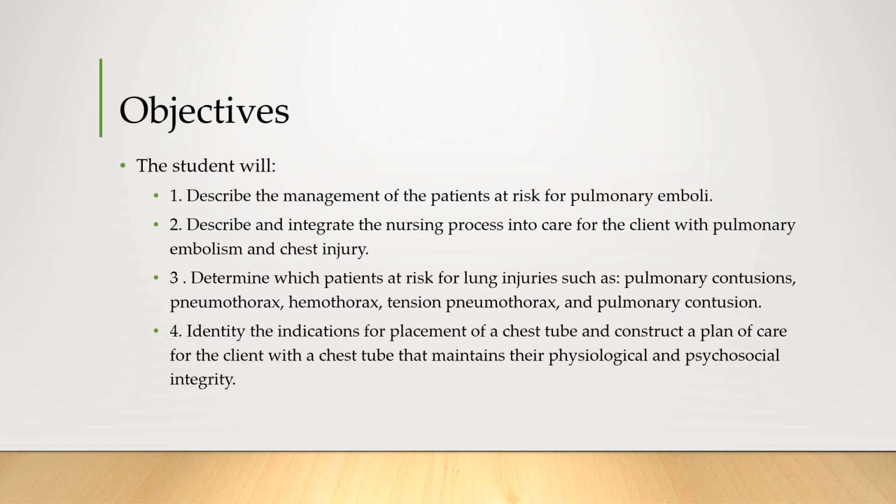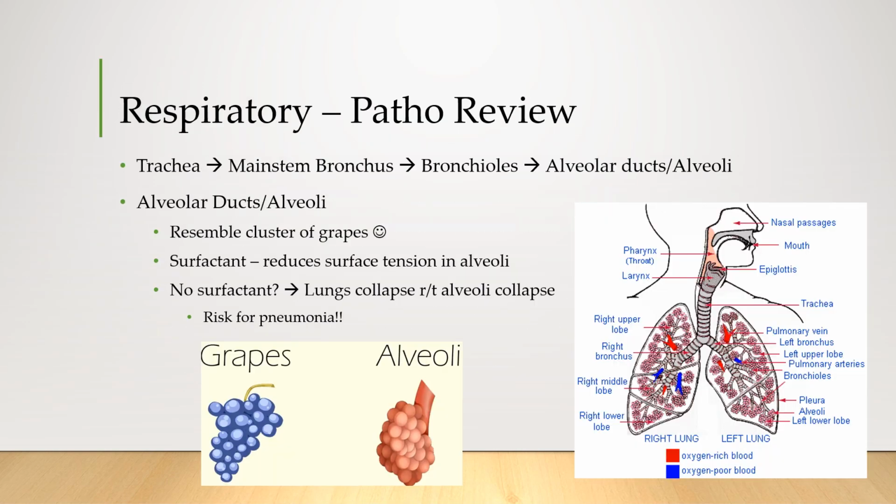Respiratory Part 1. Here's your objectives. Respiratory patho: the trachea, the mainstem bronchi, the bronchioles, and then the alveolar ducts and the alveoli.